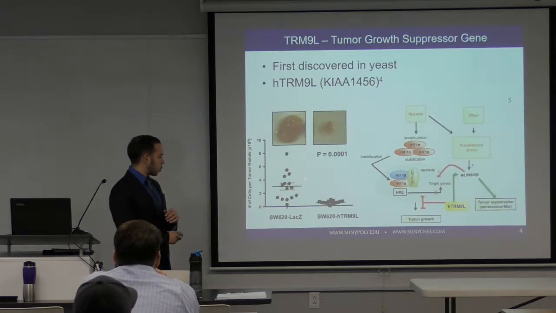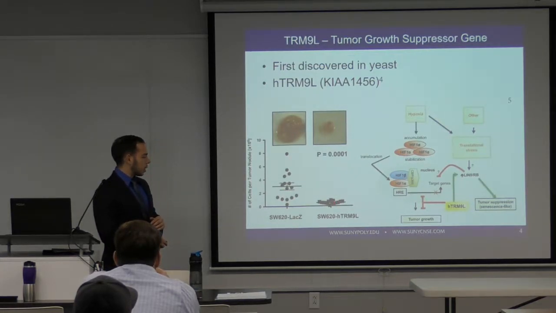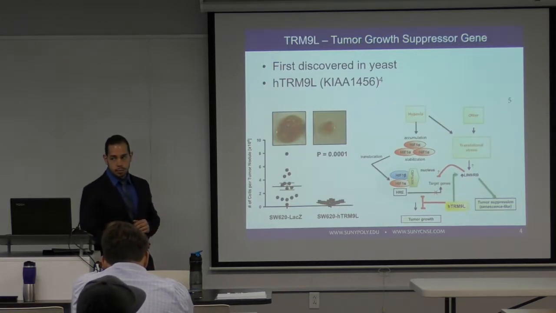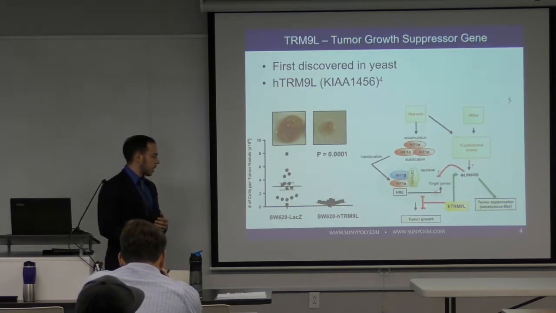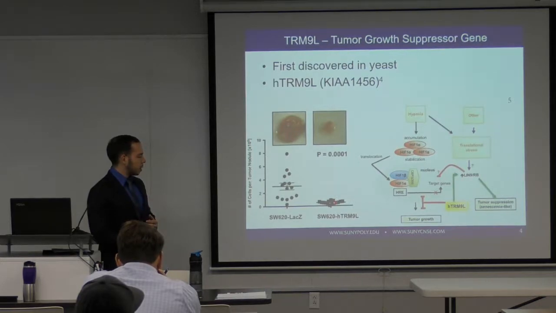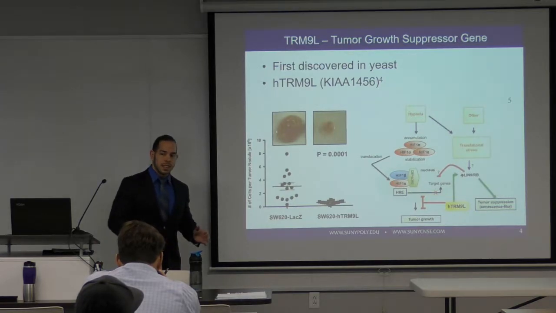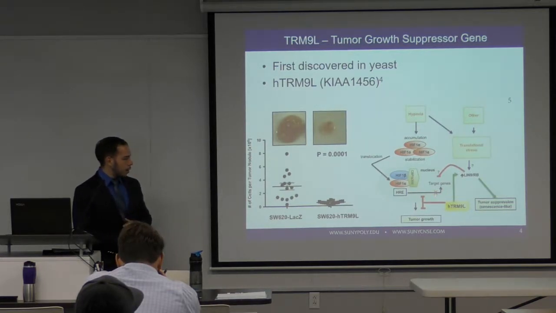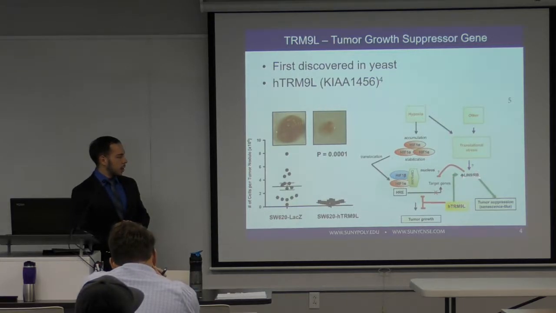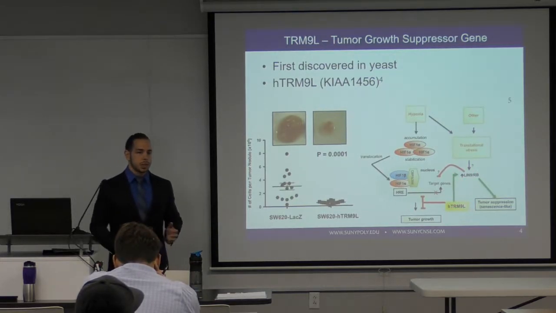And so we have a control group here, and we have the cell line actually expressing TRIM9L, thanks to research from my lab. They were able to show that the cells that were forced to express TRIM9L had much lower tumor nodule growth rates. And we believe TRIM9L's function is that when it's expressed in the cell and upregulated, it upregulates the other gene, LIN9, which leads to the tumor suppressor level.